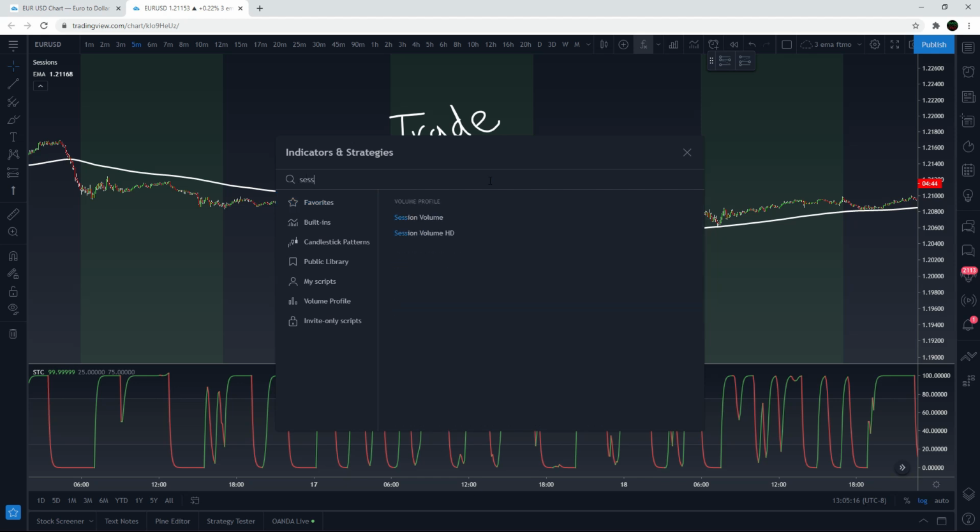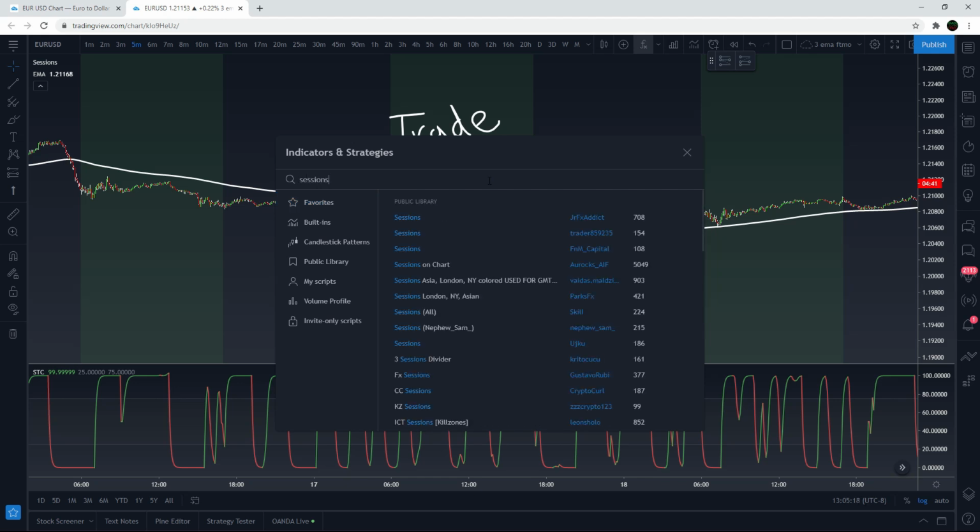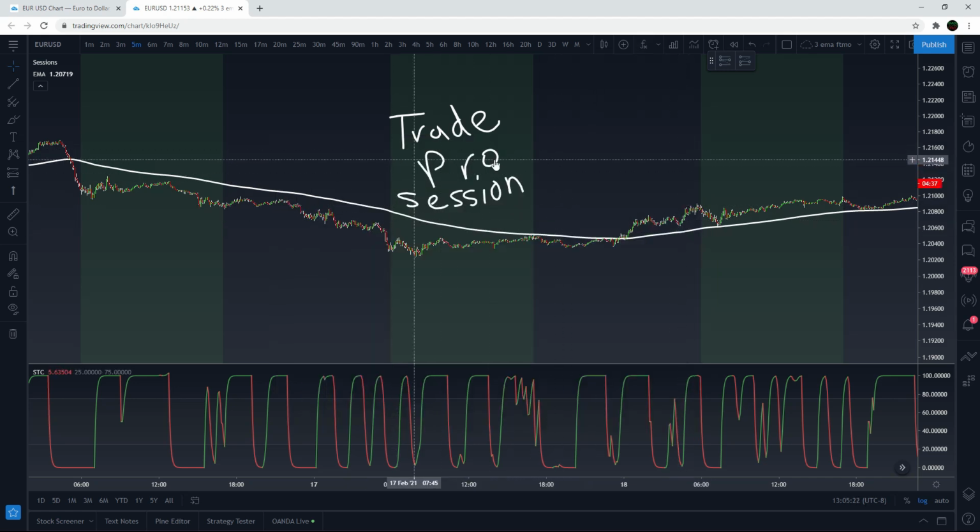You can literally just search sessions, and there'll be a ton of different indicators here where you can choose the hours that you want to outline. So for whatever hours you personally are going to be trading, realistically, only count backtest data from those hours of the day, because again, you're not going to be trading while you're sleeping, and we're trying to make the backtesting results as realistic and similar to real-time results as possible.